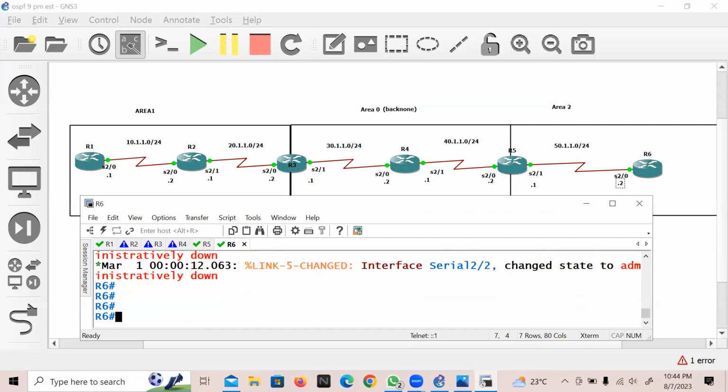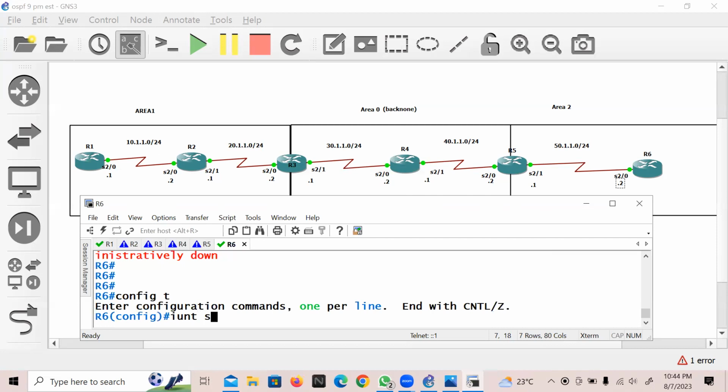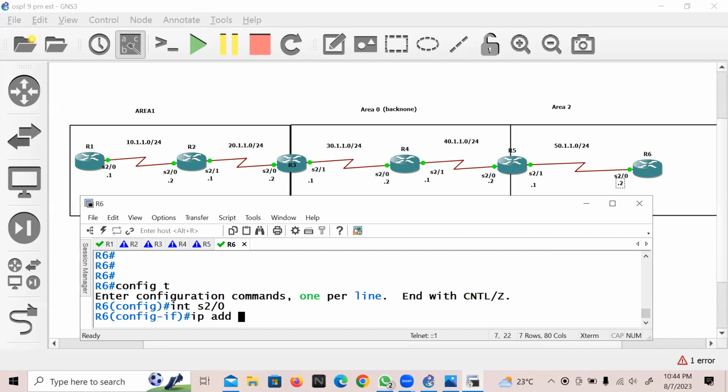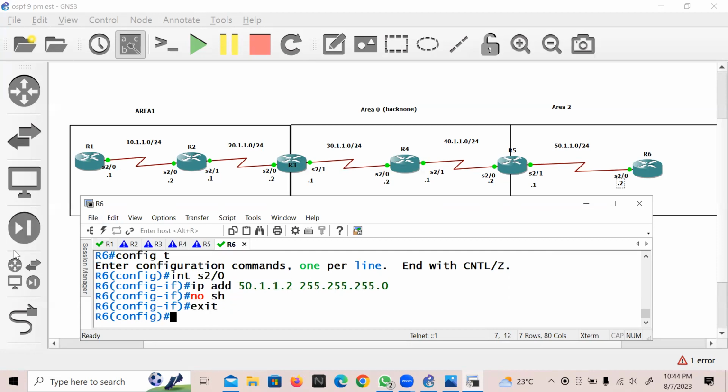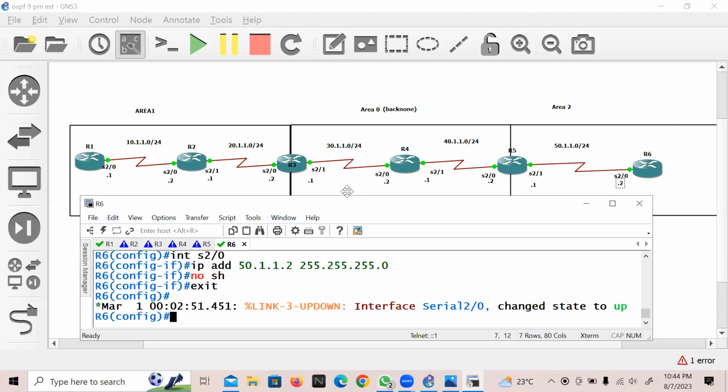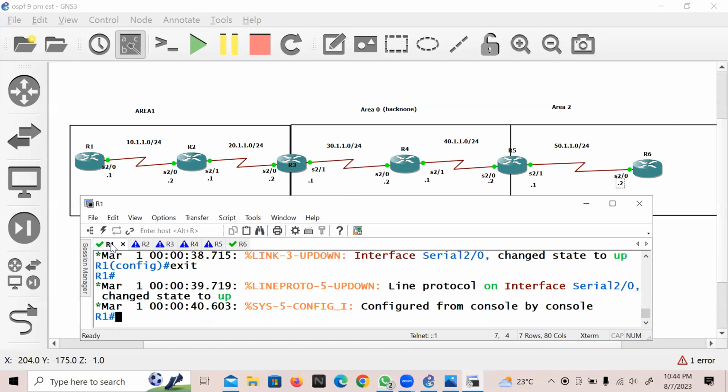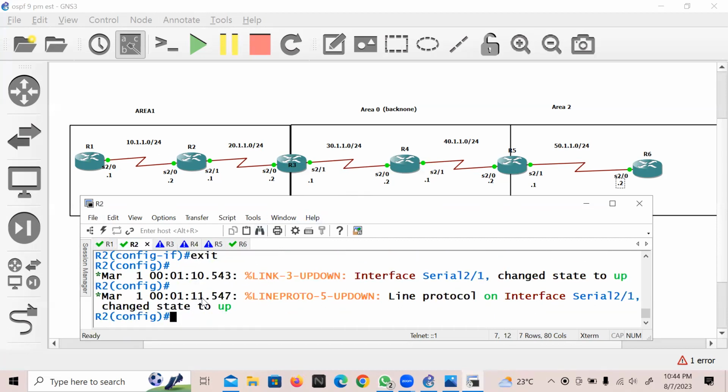Okay, last router. Okay, IP is done on all routers. So if you want to verify, you can verify, but I know it would be right.